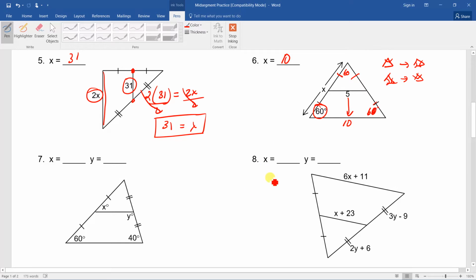Ta-da. Okay, that's good. So let's do number 7 here. Okay. All right. This too looks like a mid-segment question, right? Because we have a midpoint here and a midpoint here. We're connecting the two. In this case, we're asked to find these angles. Well, we know these are parallel, right? So these are parallel. The mid-segment is parallel to the third side, and it's half its length.